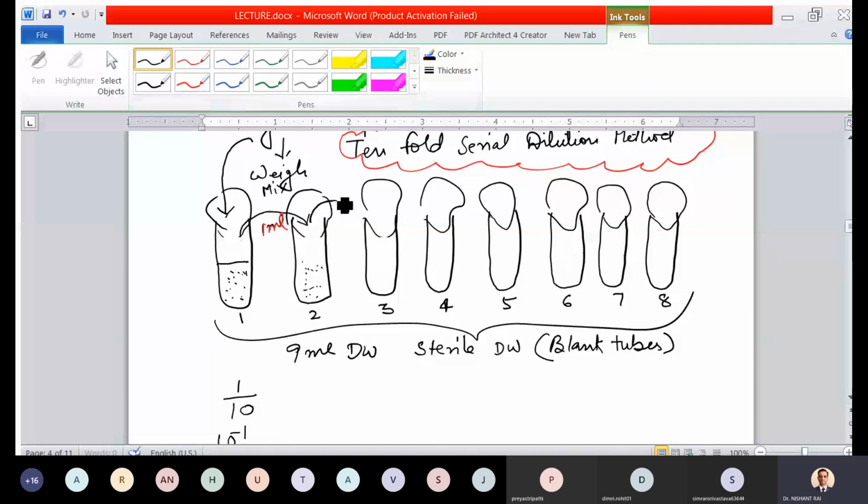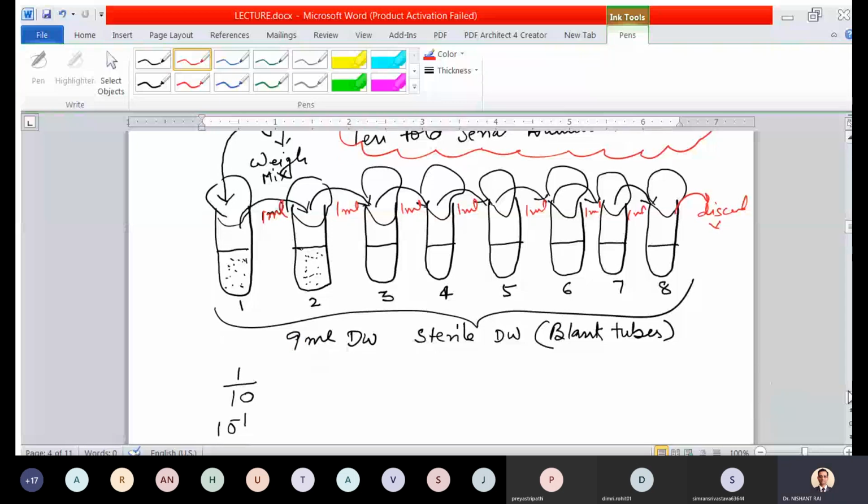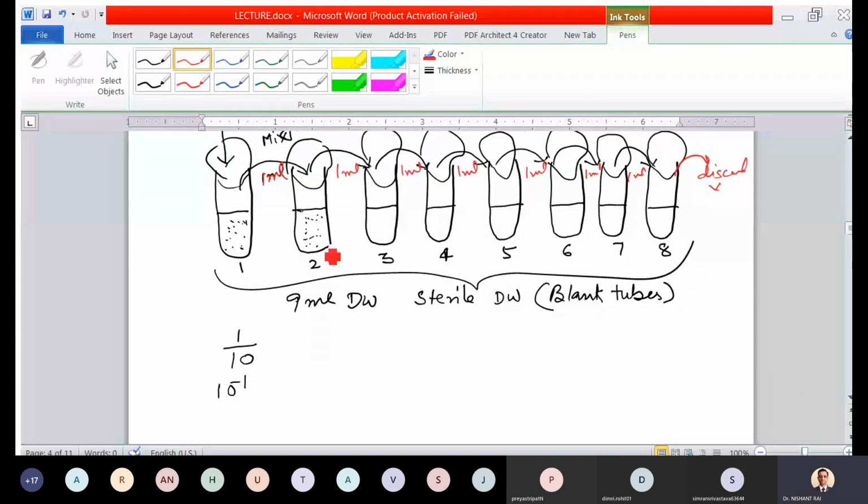After mixing it, then again you will transfer 1 ml and likewise transferring, mixing, then transferring. So at each step you are transferring 1 ml, likewise. And this you will discard. So you have taken 8 test tubes and you are doing the dilution of the soil sample serially.